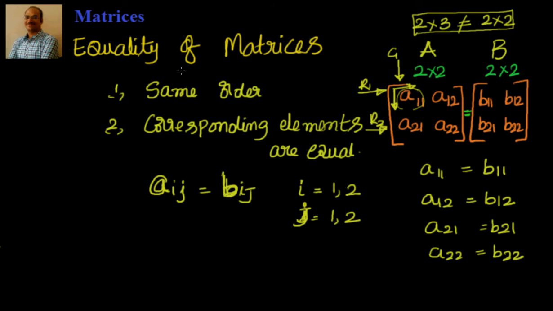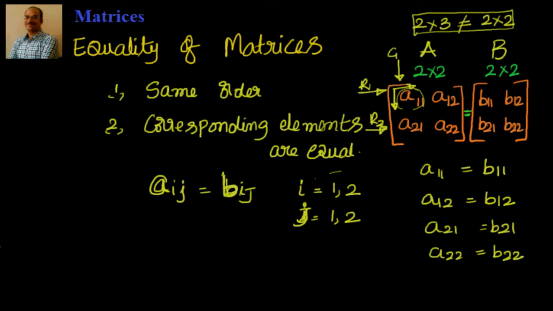To recap, we are saying that for two matrices to be equal, first of all they should have the same order, that means they both should have the same number of rows and columns. Second, the corresponding elements in both the matrices should be equal. That means if I take the second row, second column element in matrix A, then it should be equal to the second row, second column element in matrix B. That's nothing but a ij should be equal to b ij.